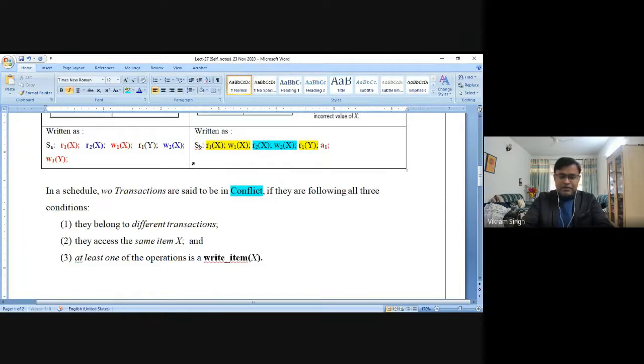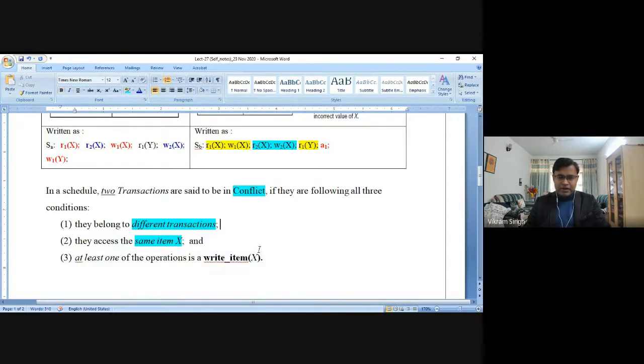You can read here simply, a schedule, if two transactions are said to be in conflict, when they are following three conditions, right? So they belong to different transactions. Each transaction has some kind of operation involved, where both are accessing the same data item, and both operations belong to different transactions, right? Like this, and at least one operation is a write on X. So this is some kind of common sense based definition.